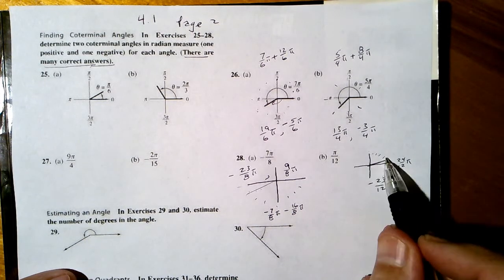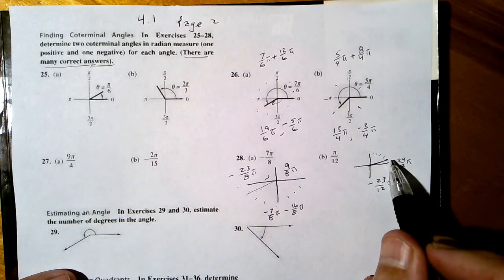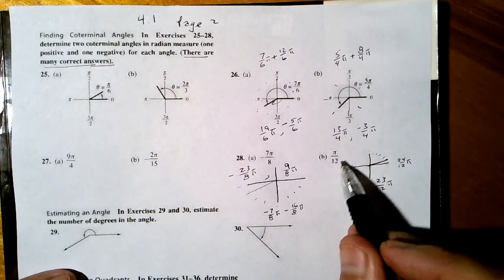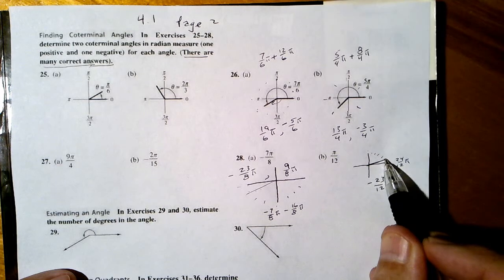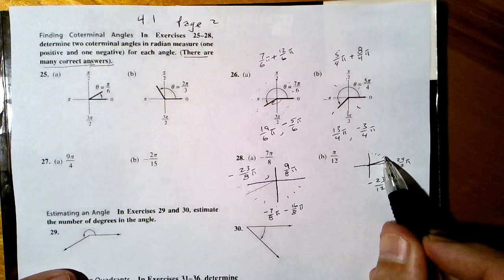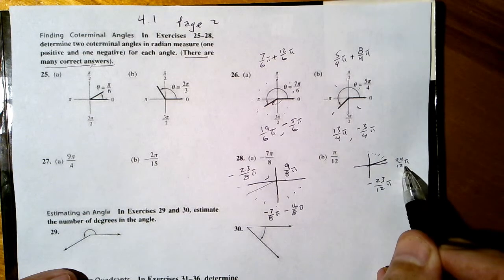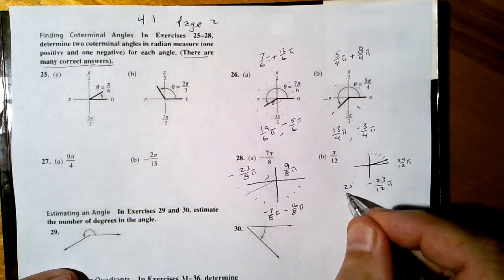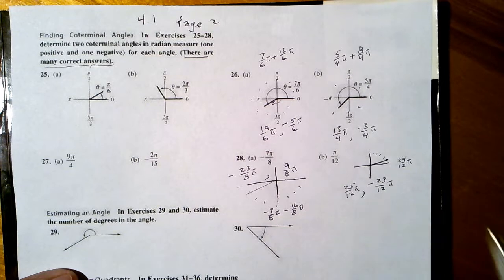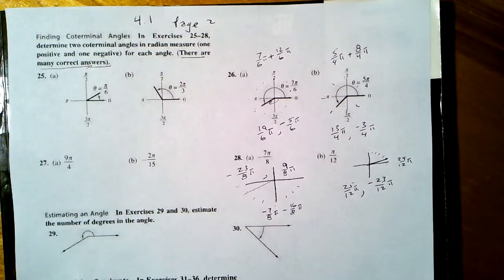Or I could go to 1/12 pi and then another 2 pi around to 1/12 pi, and another 24/12 pi. 1/12 plus 24/12, 25/12 pi. Those are two solutions right there.